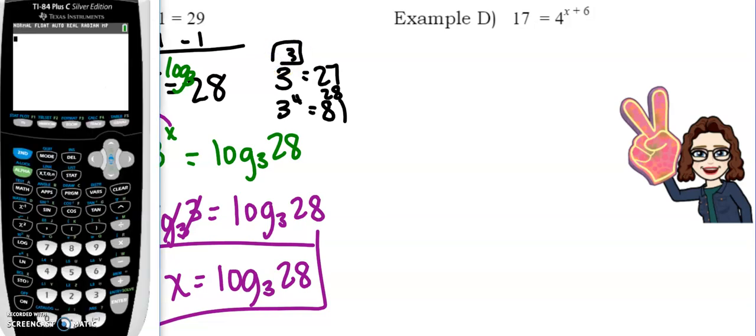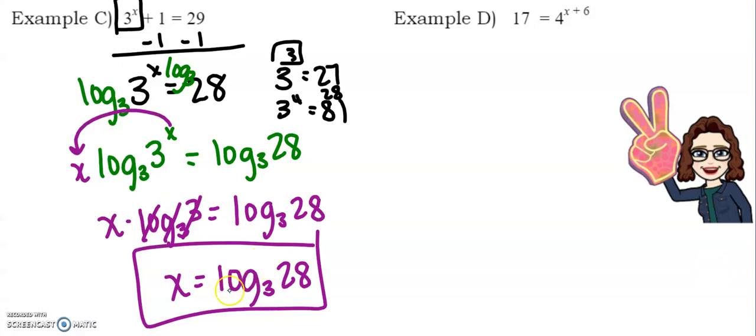Again, if you have the newer calculator, this will be pretty straightforward. You go to math, and then you can scroll up to log base. So I would take log base 3, right? 3 to what power gives you 28? And it's 3.033. But if you don't have the fancier calculator, you can just leave your answer like this, and you could estimate it to be between 3 and 4.